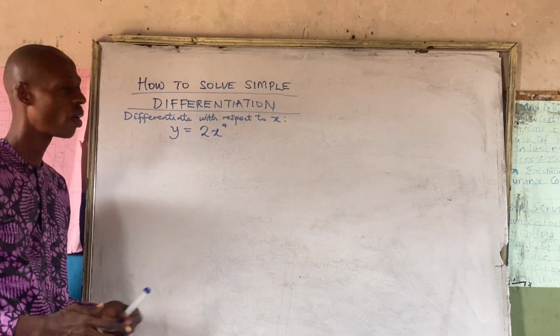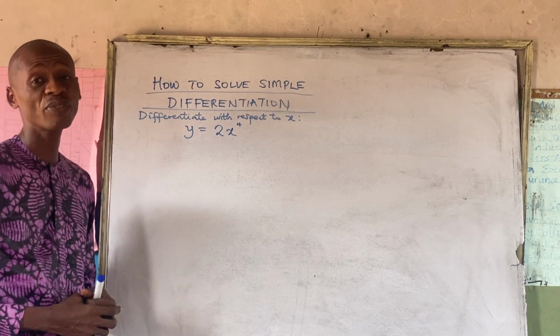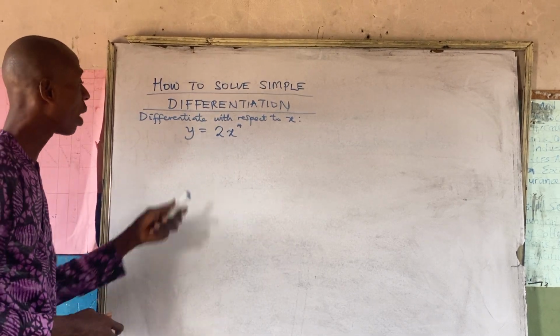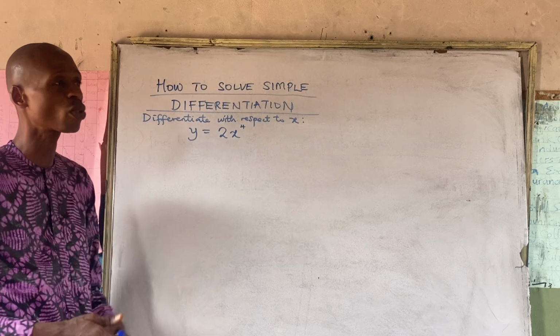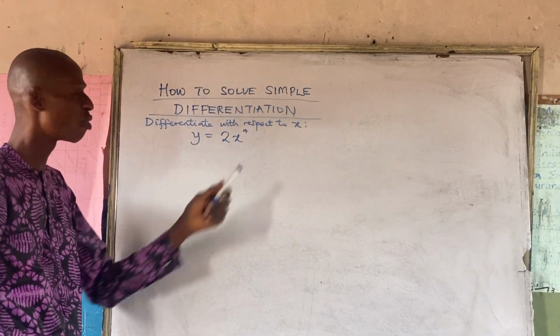Very simple way. Alright? Now let's look at how to solve simple differentiation. Alright? Now look at this example. Differentiate with respect to x. Y equals 2x raised to power 4.